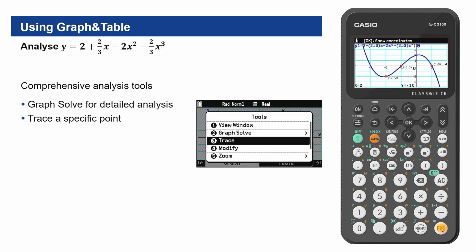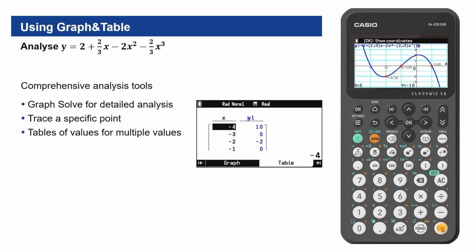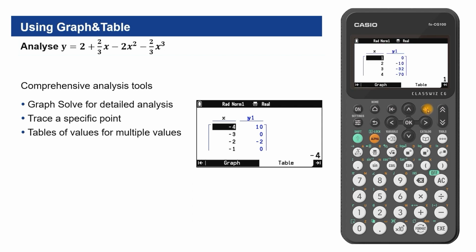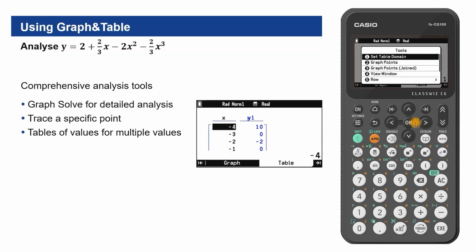If multiple values are required, it makes sense to create a table of values, which is accessed using the Tab key. This displays the default range of values for all the functions drawn. Tools allows you to easily change the domain or even use a list of values stored in the Statistics app.